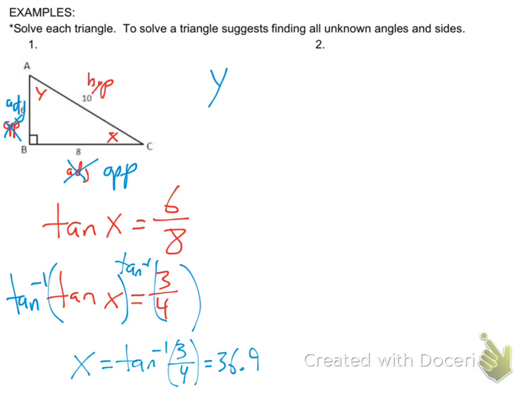Okay, we need to set up the same exact thing as we did for X. I don't want to use tangent. I have all the other options. Let's use sine this time. So the sine of Y is equal to what? What's sine? SOHCAHTOA. Opposite over hypotenuse.